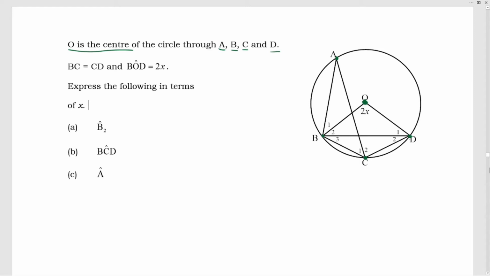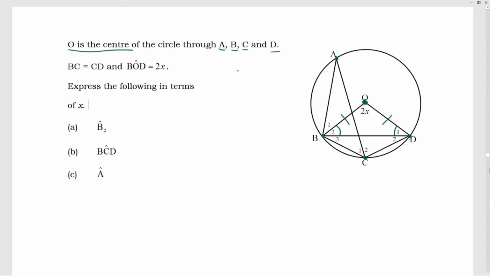First of all, do we have a line going from the center that's perpendicular to a chord or bisecting a chord? No. Do we have radii? Yes, there they are, from the center to the circumference. When you have equal radii, you automatically have equal angles there as well. So I've established that B2 and D1 are equal. What else happens when I have a center?